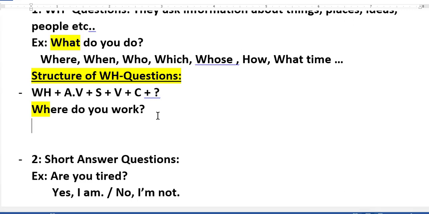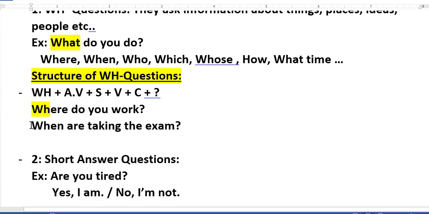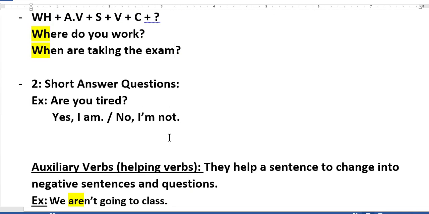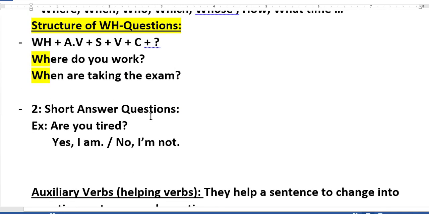Okay, next example. When are you taking the exam? Okay, when are you taking the exam? So this is our WH. Look at the structure. This is our to be. This is our verb. But because this is present continuous, so the verb changes into ing form. And this is our complement and question. Easy.